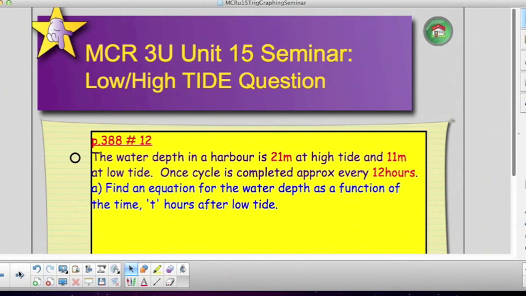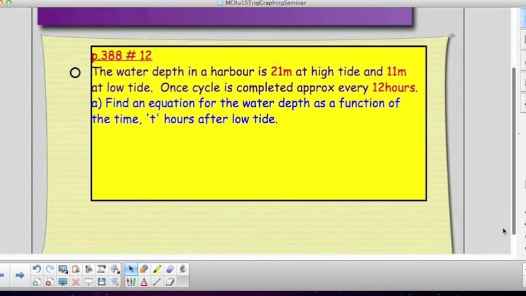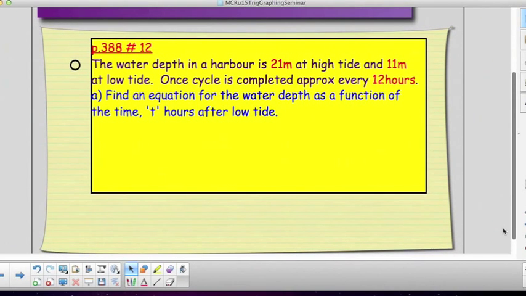Yeah, okay. So the water depth in a harbor is 21 meters at high tide and 11 meters at low tide. So right away we know our maximum and our minimum points. One cycle is completed approximately every 12 hours. That means we know our period this time. So we have about 10 minutes. We're going to calculate an actual equation and draw out the graph for this particular scenario, which is an important question.